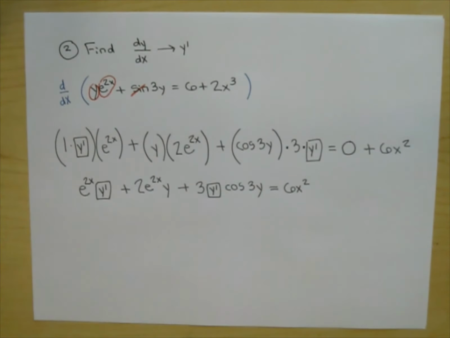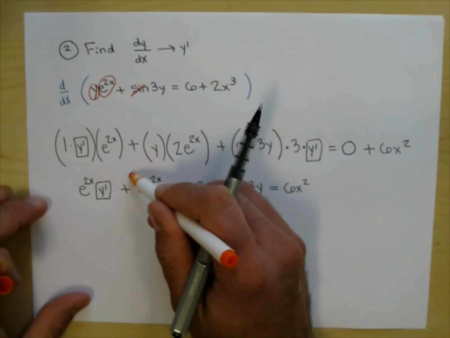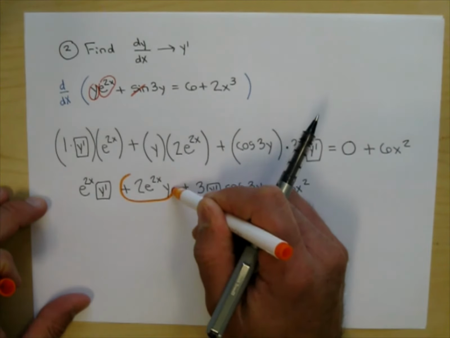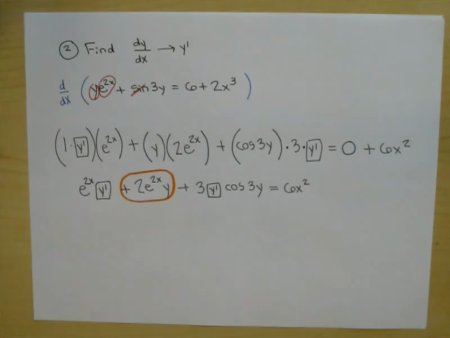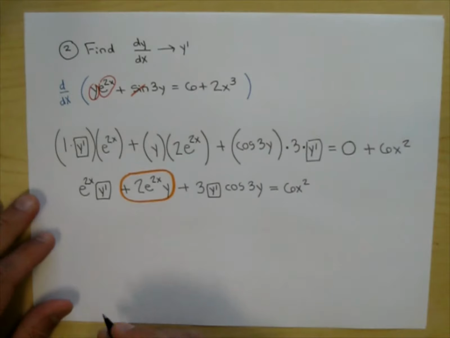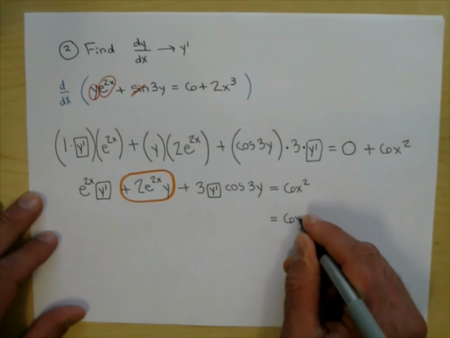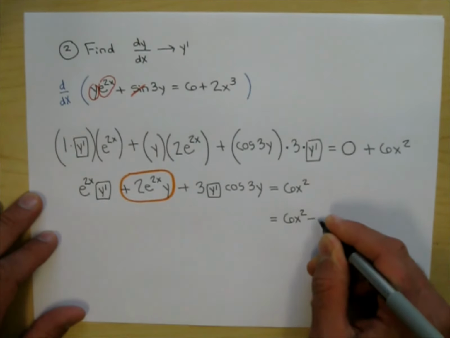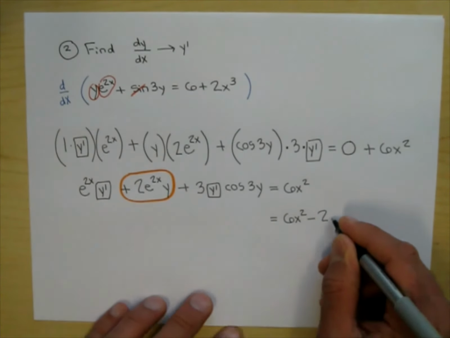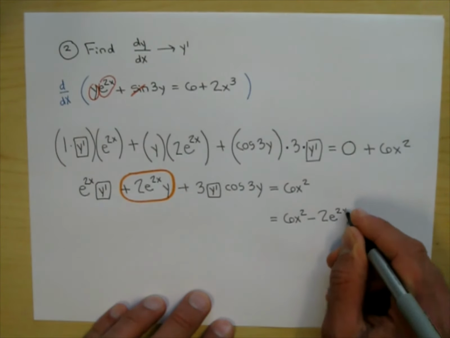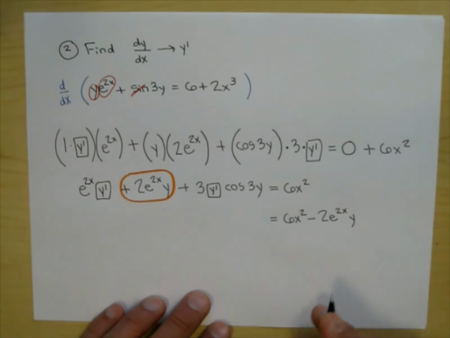Okay, so it looks like I want to get my y primes on one side of the equation, and the things that do not have y primes, I'm going to put on the right-hand side. So I'm going to go ahead and take that guy over to the other side. When I do that, it ends up giving me 6x squared minus 2e to the 2x y. That's on the right-hand side.